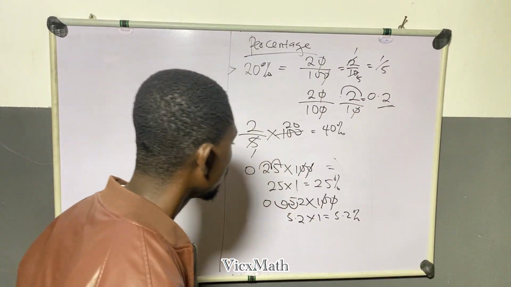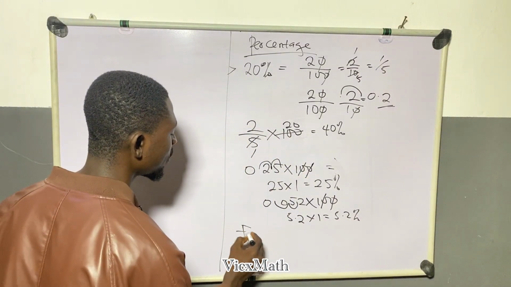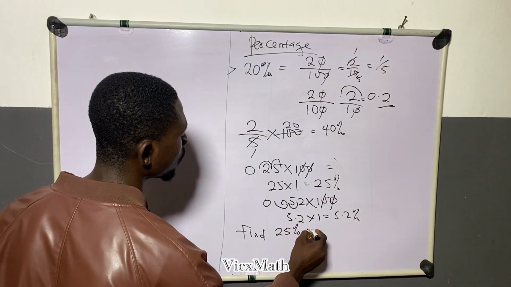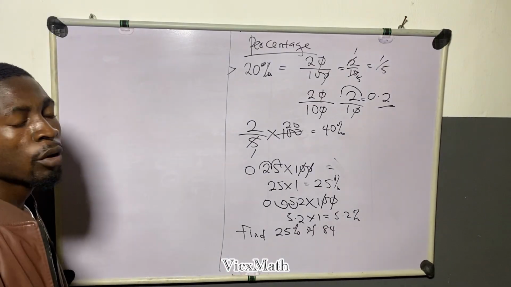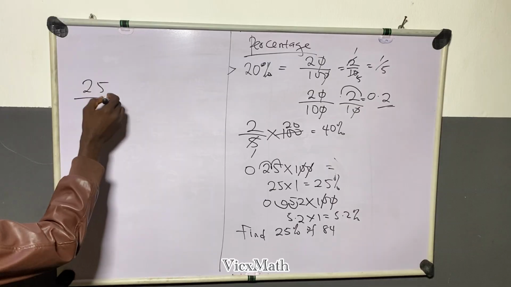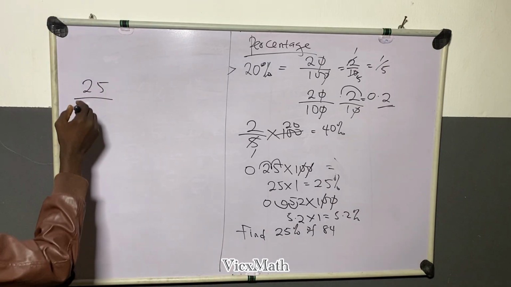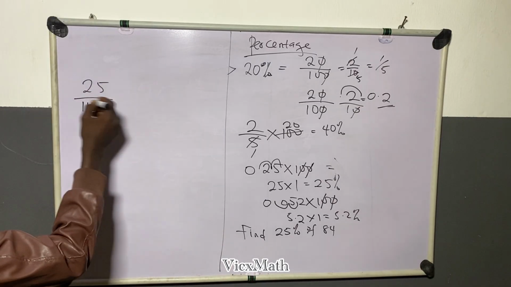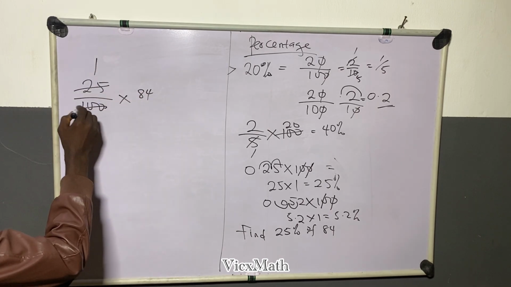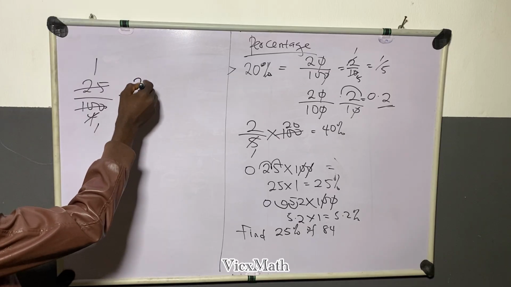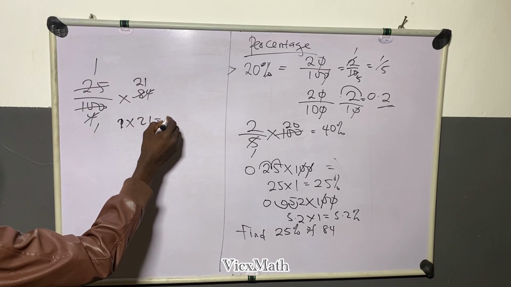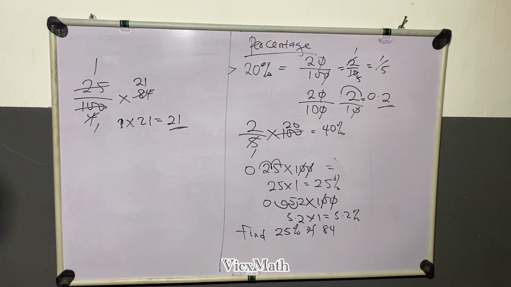Now after this, the next thing we'll look at is finding percentage. Find, let's say, 25% of 84. Now you have a question like this. What do you do? You say 25%, meaning 25 over 100. So 25 over 100 times 84. What can go? 25 here is 1, 25 here is 4. 4 here is 1, 4 here is 2, 4 here is 1. So we have 1 times 21, which will give us 21. So 25% of 84 is 81.